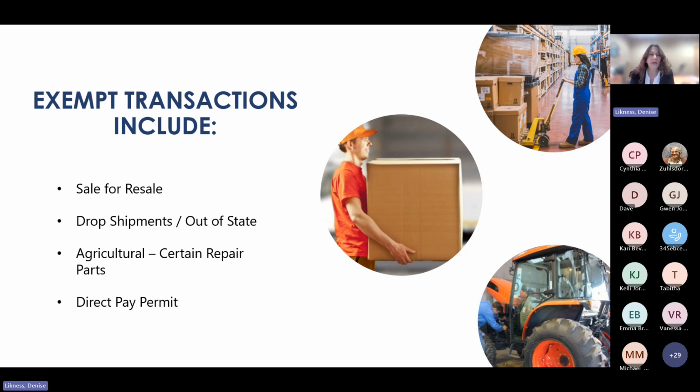Exempt transactions include a sale for resale, and that's pretty simple. You're buying product that you're going to resell, or you're buying a service that you're going to resell. Drop shipments or out of state, that would be exempt. Anything shipped out of state. Certain repair parts for ag machinery. Like we talked about before, ag equipment is subject to the 4.2 state tax, but repairs to that ag equipment are exempt. So there would be no sales tax due on the repair of that piece of farm equipment, but it has to be exclusively for farm use.